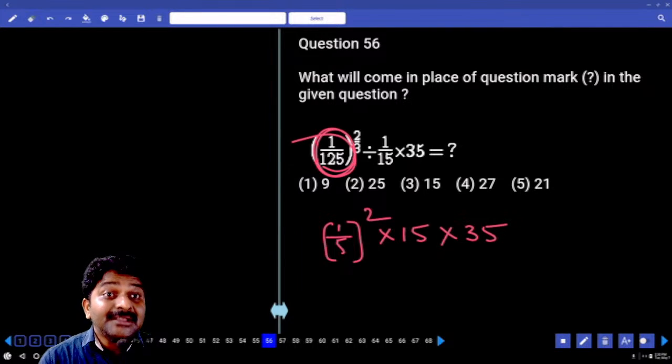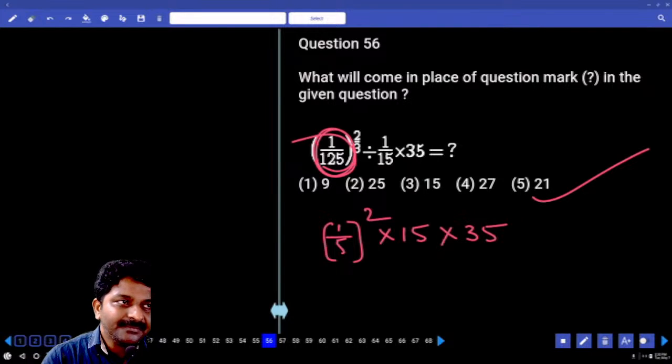35. 7 multiple. In denominator, do you have 7 multiple? Answer must be 7 multiple. Yes.